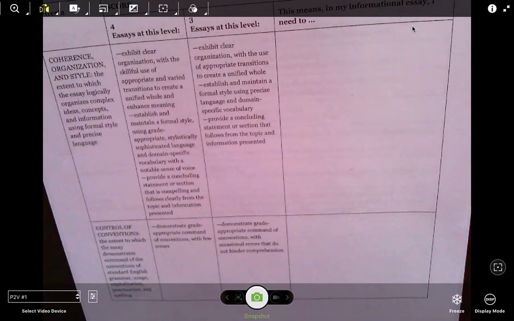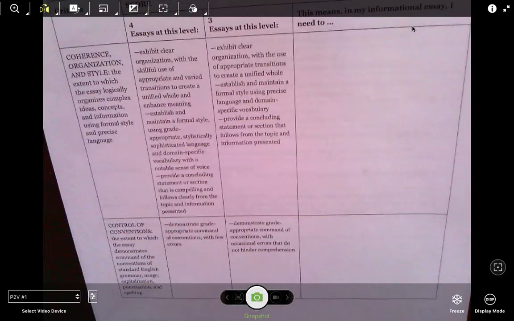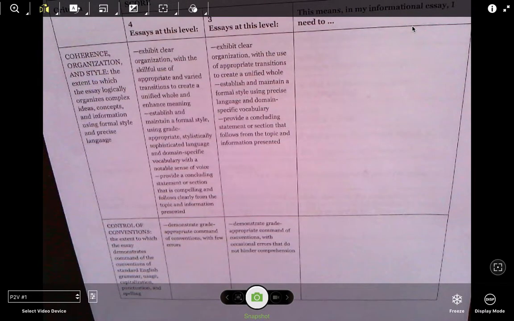So let's focus on coherence, which means well put together, organization, and style. So let's read the jargon.